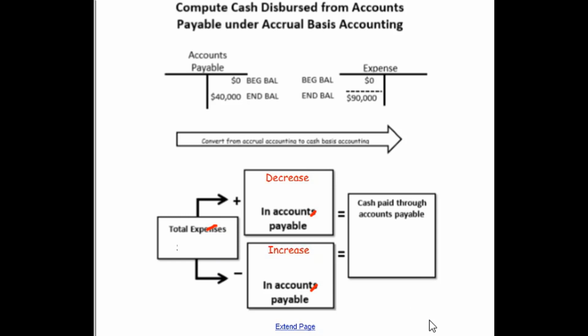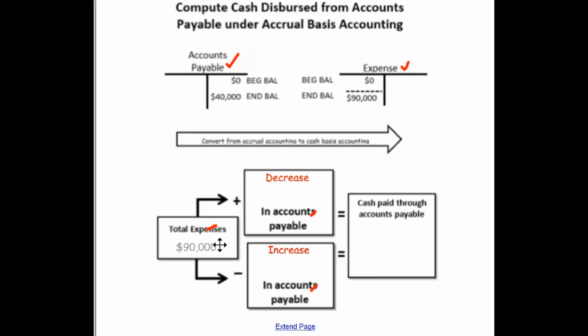So this is exactly the same thing. We just use expenses and accounts payable as opposed to sales and accounts receivable. So again, let's take a look at the top. We have our accounts payable account and we have our expense account. So we're going to apply the information in the T accounts to the information in the formula and compute the cash paid through accounts payable.